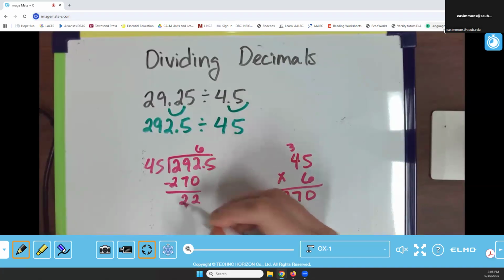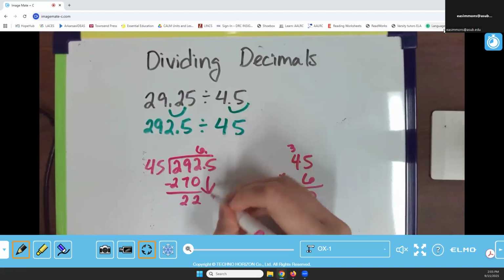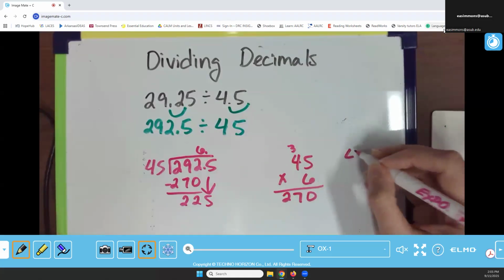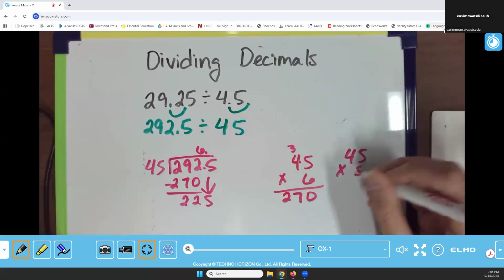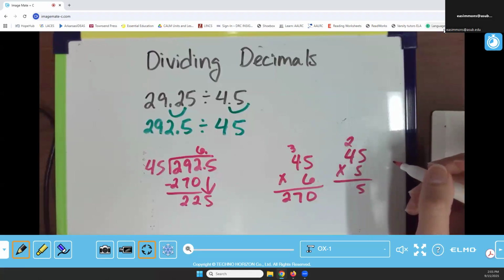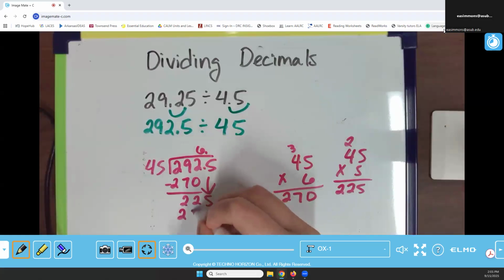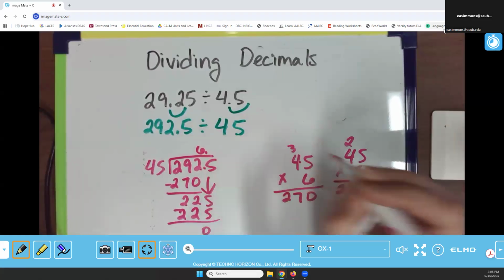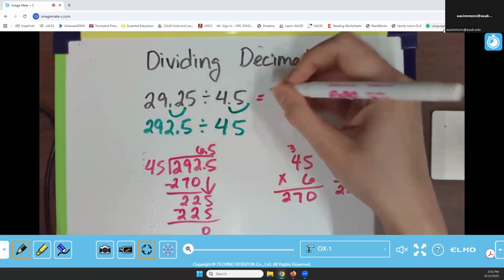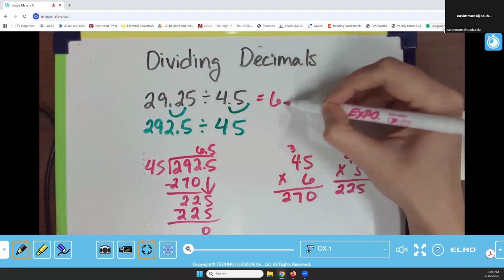2, 2. Now we cross our decimal and bring down our 5. And I think 45 times 5 was 225, but I erased it, so I'm going to check. 5 times 5 was 25, carry our 2. 5 times 4 was 20, and that's 22. 225 minus 225 is 0, and I forgot to put my 5 again. So 29.25 divided by 4.5 is 6.5.